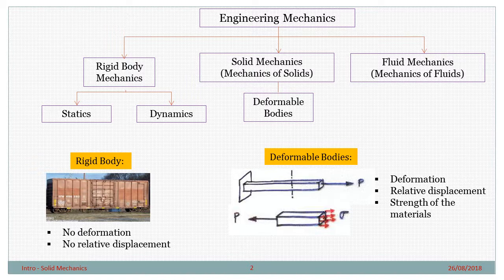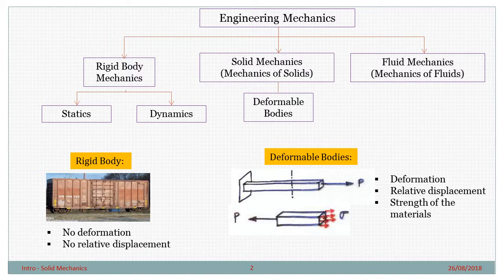A rigid body is one which does not have any deformation nor a relative displacement between 2 points on the structure, whereas a deformable body is one which has deformation, relative displacement.